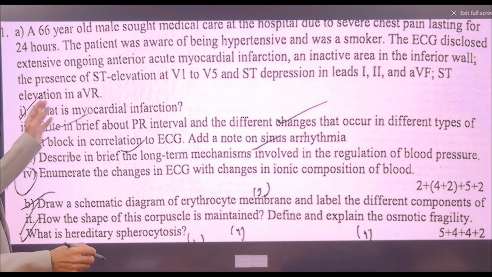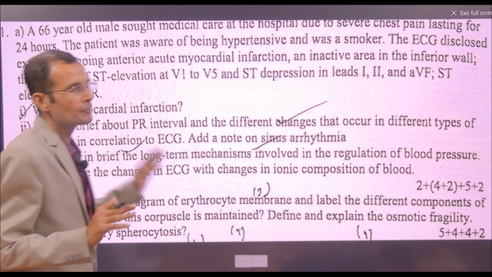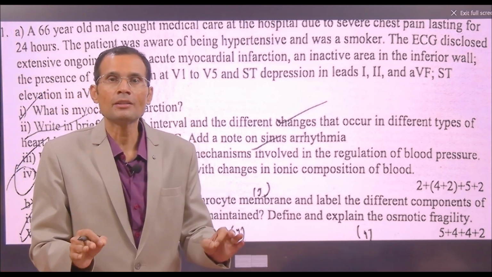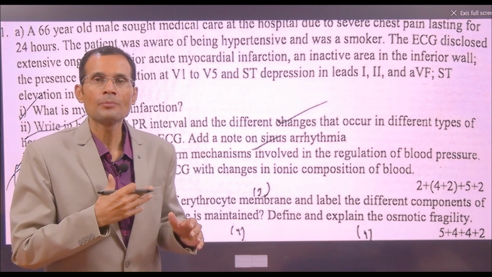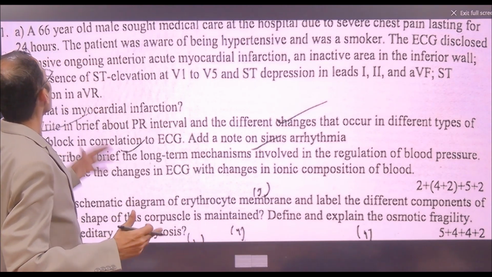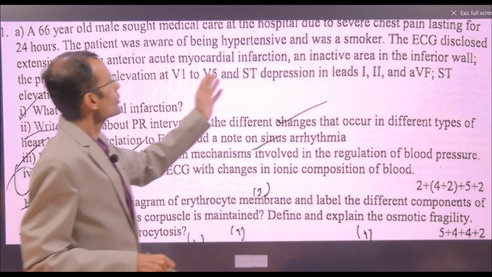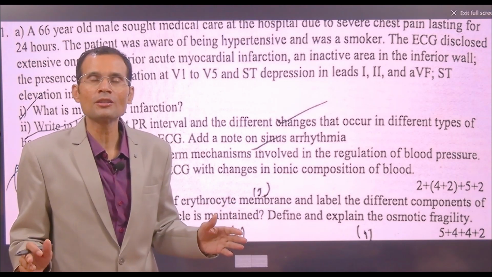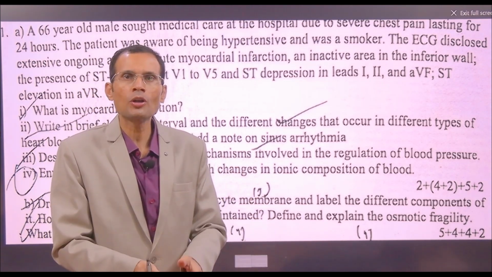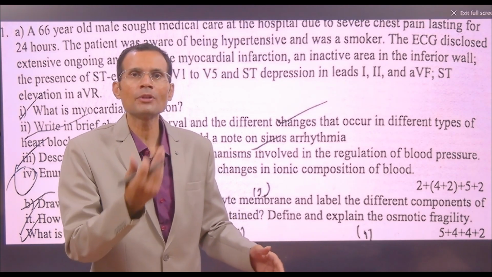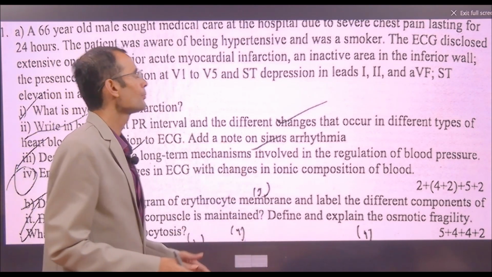Okay, a 66-year-old male sought medical care at the hospital due to severe chest pain. Chest pain. Alarm bells should start ringing. Chest pain, and along with maybe sweating, etc. They have given the patient was hypertensive and smoker. Does that ring any bell to you? Yes, smoker, hypertension, and now coming with chest pain. So this is definitely myocardial infarction.